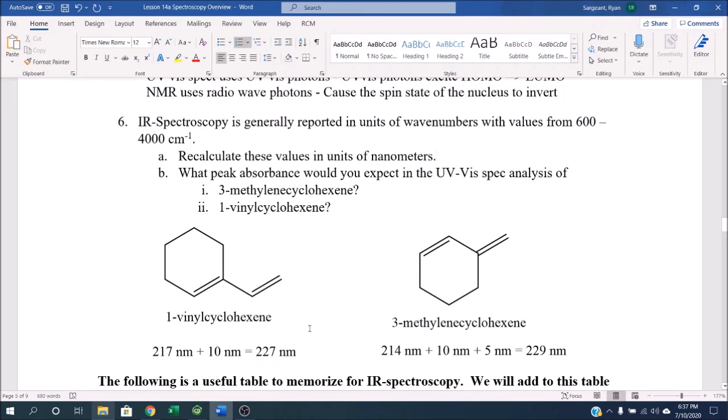This actually would be a difficult pair to distinguish in the laboratory because while their lambda calc values are different, remember that the actual lambda observed value is plus or minus 4. So the margins of error of these overlap in such a way that I wouldn't have any confidence that I would be able to distinguish these two using UV-VIS spec analysis.